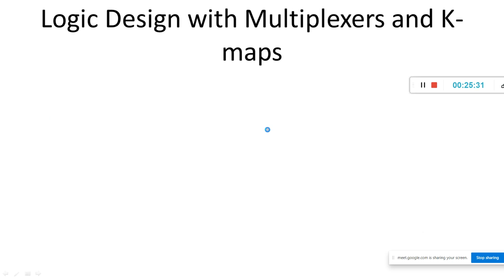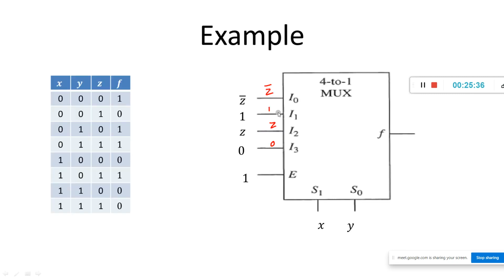Z bar, 1, z, 0. Same thing is written here. So this is how you have to realize a 3 variable function using 4:1 mux. A 3 variable function can be realized using 4:1 mux. What is this? We have designed a logic design using this 4:1 mux for a 3 variable function.